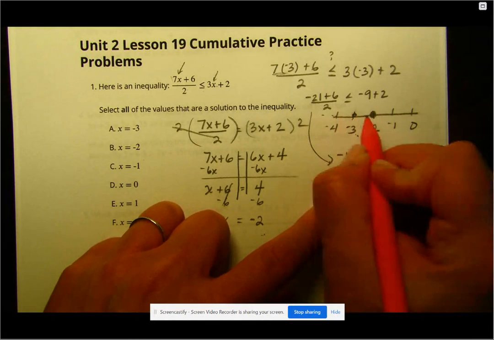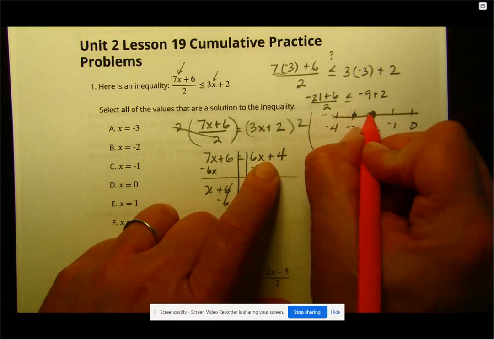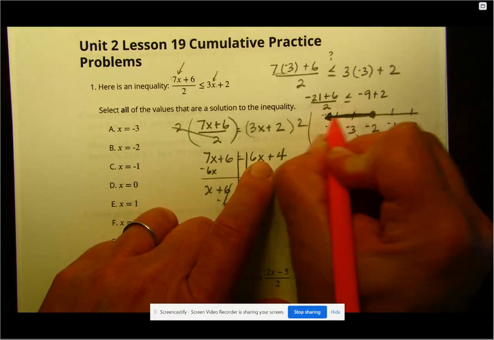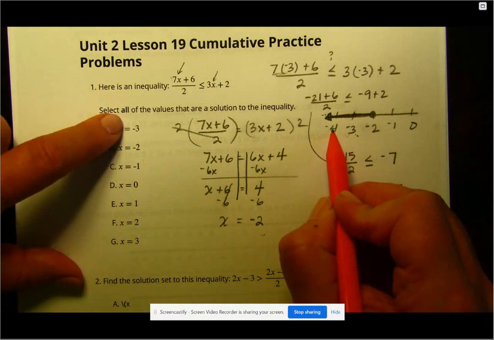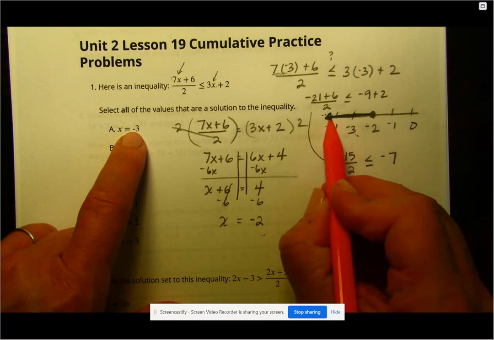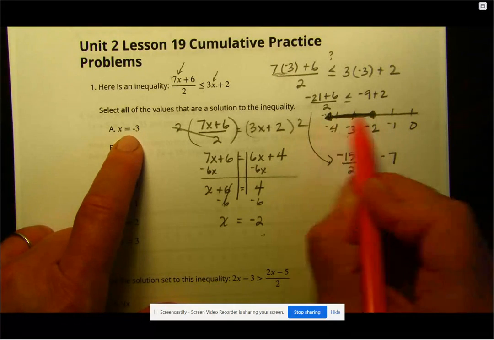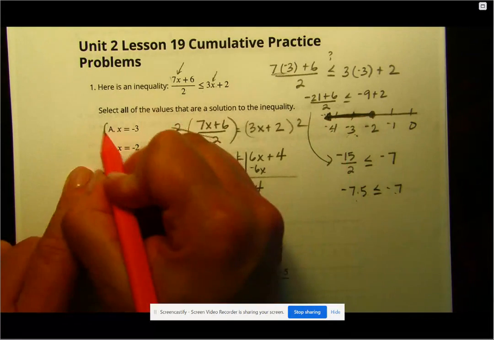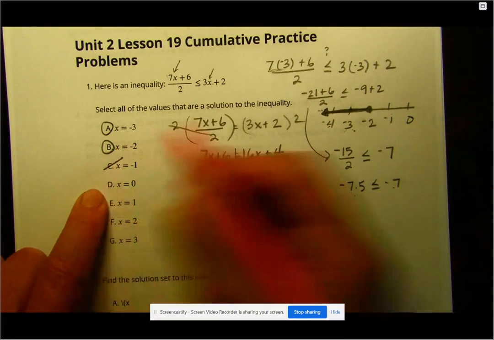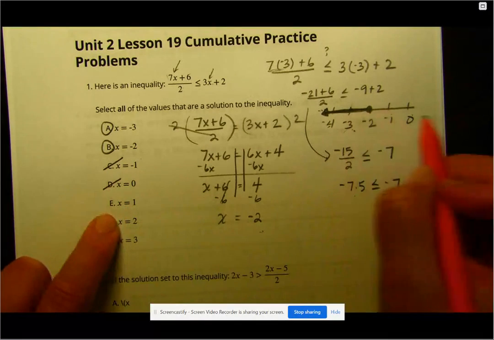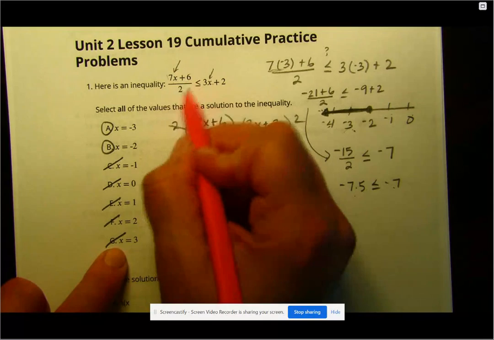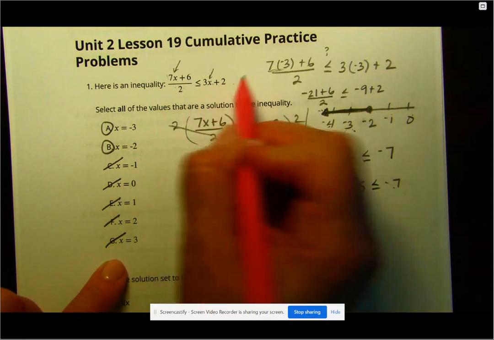So all of the numbers to the left of negative 2 will also be solutions. We can use that to see which of these are going to work, because this represents all your solutions. Is negative 3 in our solutions? Yes. Is negative 2? Yes. Negative 1? No. 0? No. None of the positives, because those numbers would make numbers that are bigger and would not satisfy this inequality.